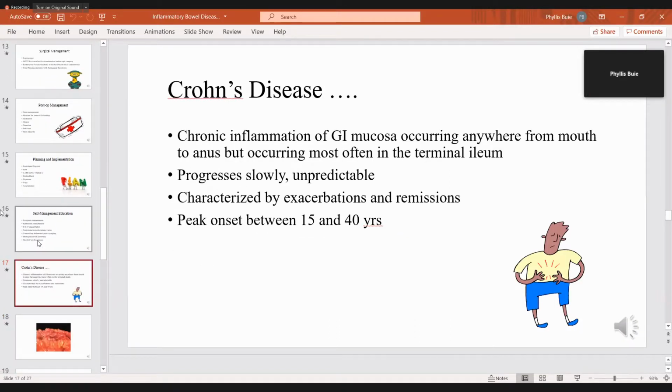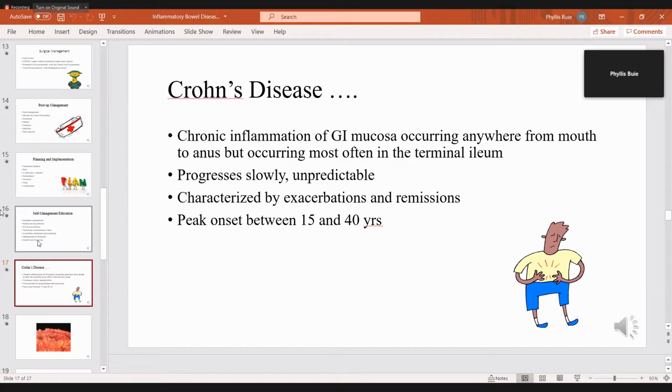Okay, so now let's talk a little bit about Crohn's disease. Crohn's disease is a chronic inflammation, and it typically affects the terminal ileum. It usually progresses very slowly, but it's unpredictable. If I have it, it may progress much more rapidly than it does in someone else. It is usually characterized by exacerbations and remissions. It typically peaks between 15 and 40 years.